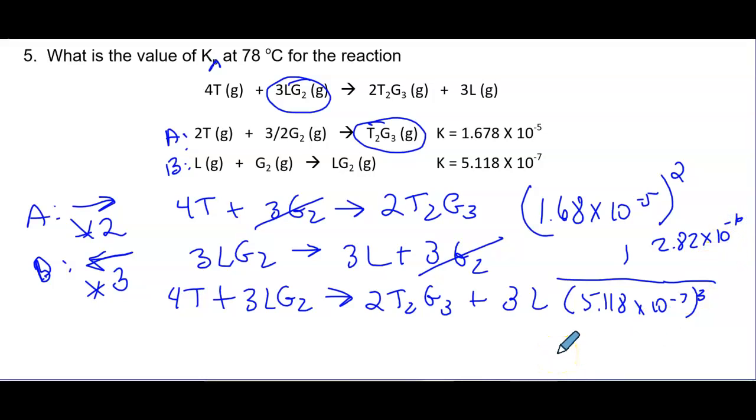And then for the next one, we're going to take 5.118 to the negative 7th, cube it, or take it to the 3rd power, however you want to look at it. Don't forget, you may need sets of parentheses. Then take the reciprocal or the inverse, and I get 7.46 times 10 to the 18th.